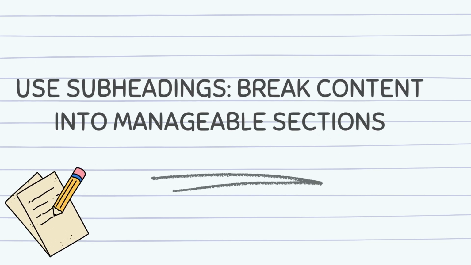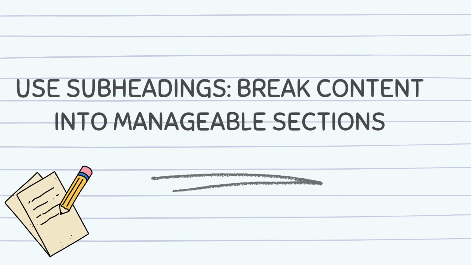9. Common pitfalls to avoid. A. Overusing subheadings. While subheadings are helpful, too many can fragment the content. Strike a balance: enough to guide readers, but not so many that the narrative becomes disjointed.